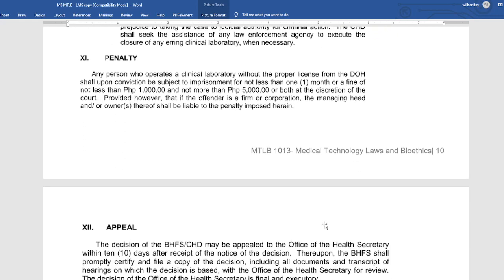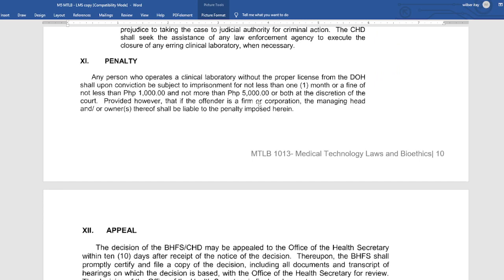So, ang penalties, kapag walang proper license and they are operating it, pwedeng imprisonment for 1 month and a fine of not less than 1,000 to 5,000. Depende sa korte.